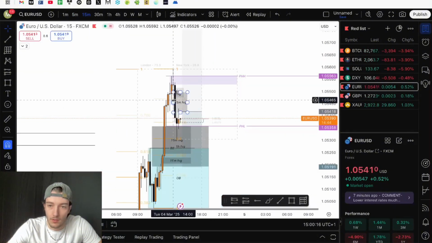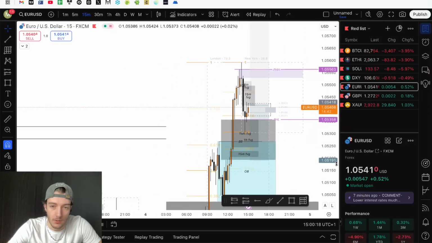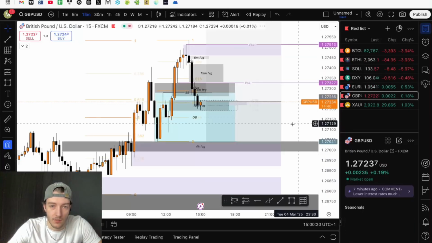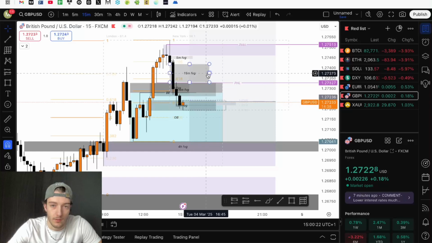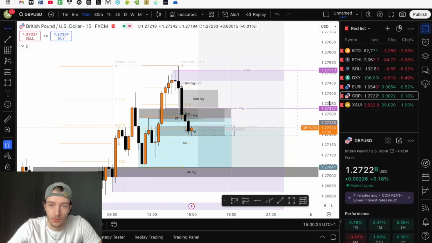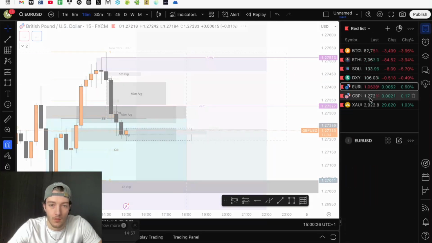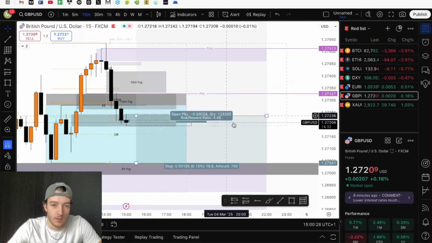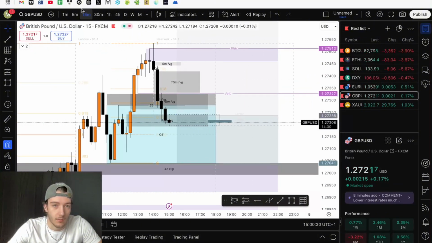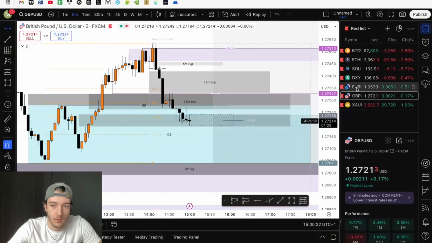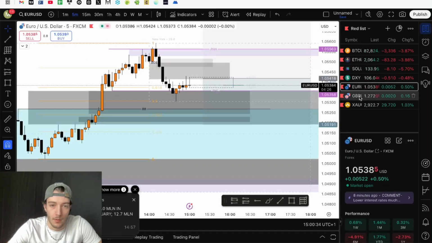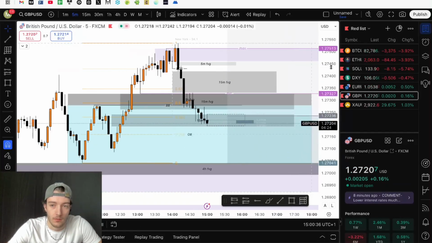We already tapped into this 15-minute fair gap on euro once, and we haven't tapped into this 15-minute fair gap on GU, so that's kind of a bullish SMT here. One pair moved up, one pair moved down.